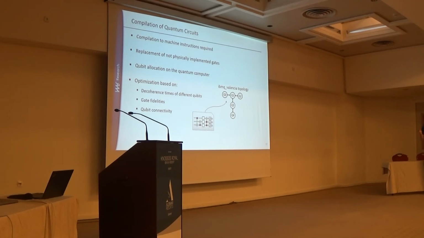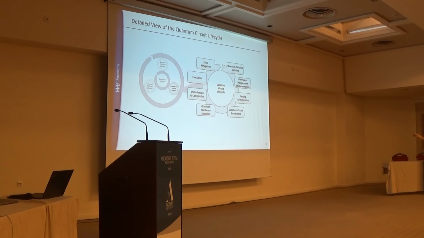During this compilation, there's also some optimization done, and this optimization is quite complex and should take into account multiple properties of the quantum computer, such as the coherence times of the different qubits, the connectivities, or the gate fidelities or gate errors. Afterwards, the quantum circuit can be executed, and finally error mitigation should be performed.